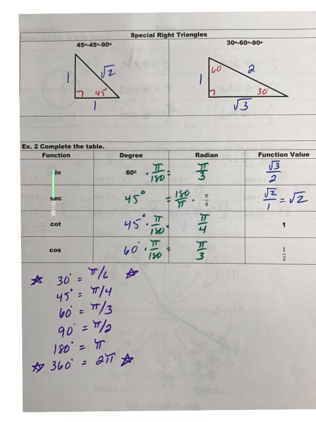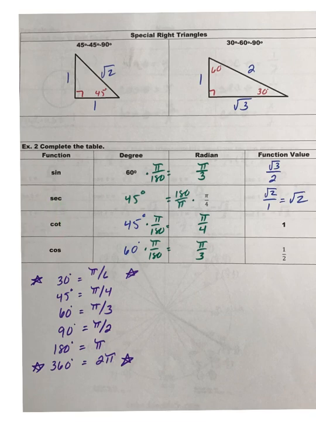So first one, sine. We're going to find the sine of 60 degrees. And we want to know what is that in radians. So I multiplied by pi over 180, and that reduces to pi over 3. And then if I look at the 60 degrees, opposite over hypotenuse is root 3 over 2.